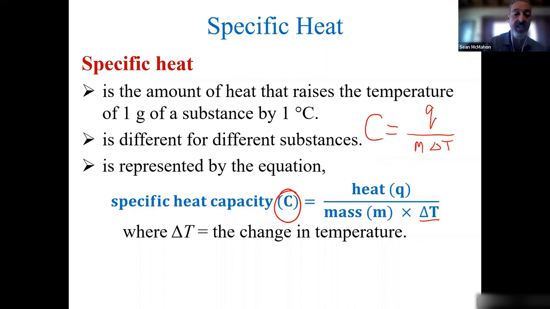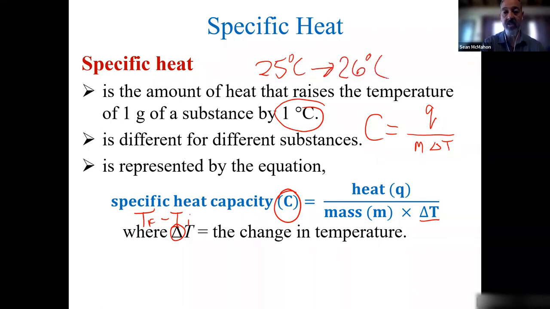Whenever we say change, what the delta symbolizes is a change, and it's usually the final temperature minus the initial temperature. So that would show how much something changed. So a change in temperature of 1 degree Celsius would be something like going from 25 degrees Celsius to 26 degrees Celsius. So 26, because that's my final temperature, minus 25 would be a temperature change, a delta T of 1 degree Celsius. So that's what specific heat is doing. How much heat do I need to put in for 1 gram of the substance to go up 1 degree Celsius?